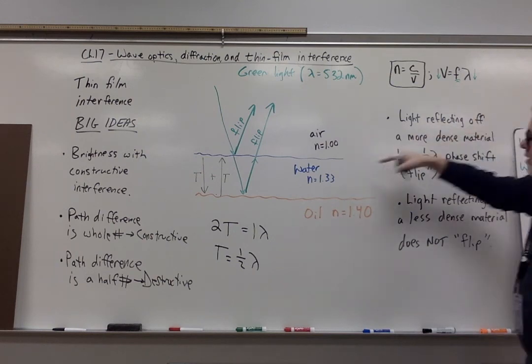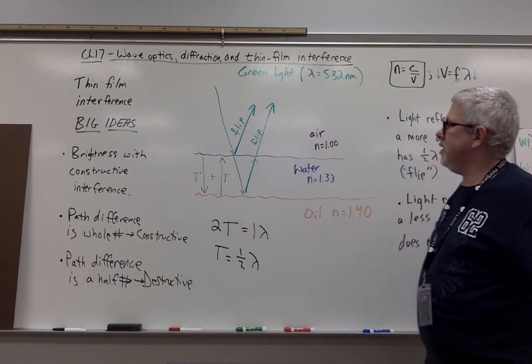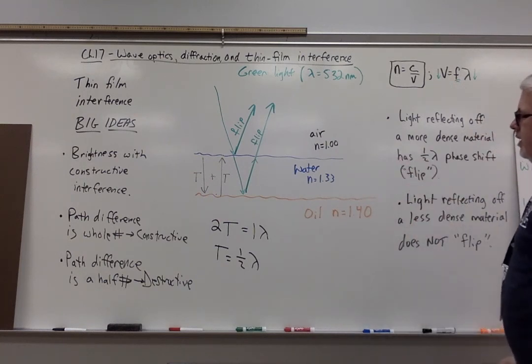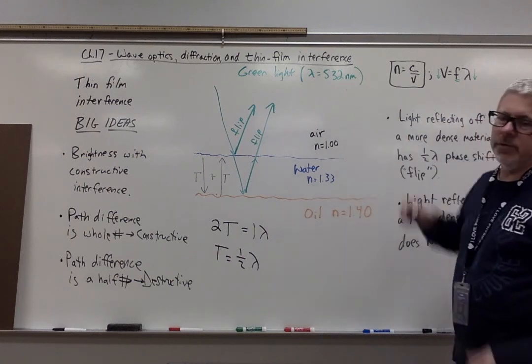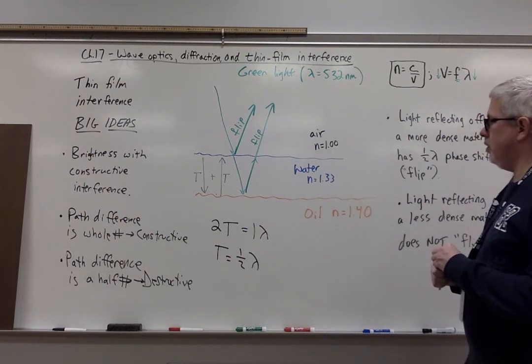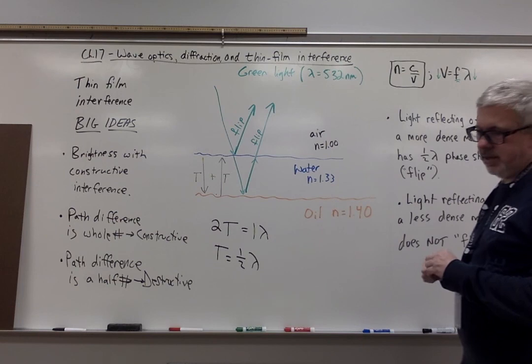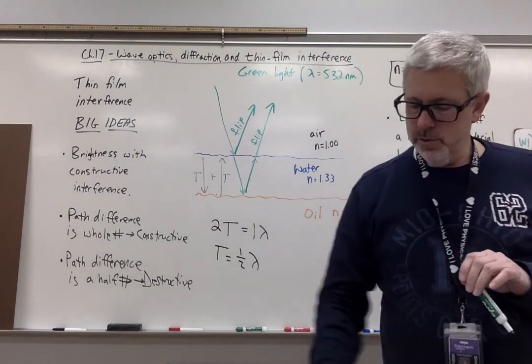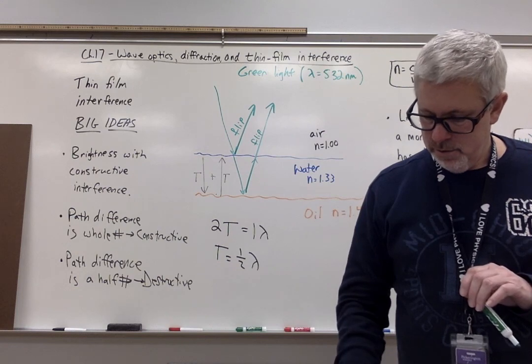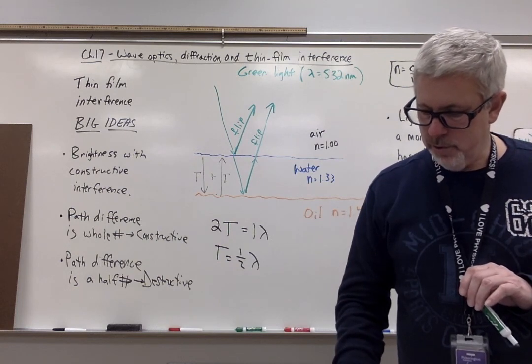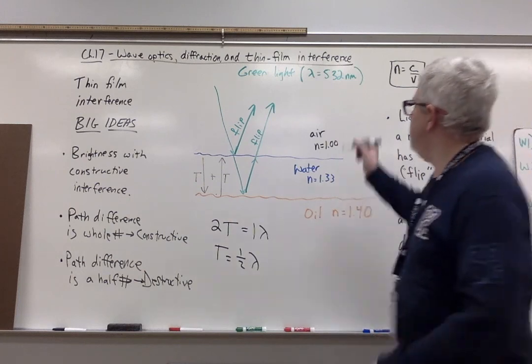So if the wavelength in water is shorter than the wavelength in air, that means our thickness of water, while still 1/2 of a wavelength, wouldn't be 1/2 of 532, it would be 1/2 of something smaller. So I could figure out what that is by taking 532 and dividing by 1.33, and that's 399.